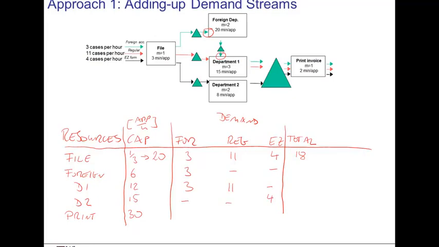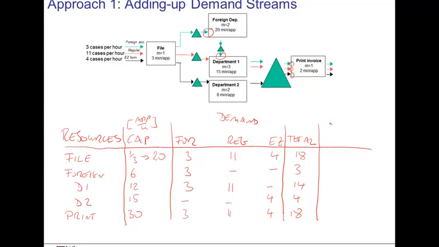Finally, everybody shows up at printing, and the total demand there is 3 plus 11 plus 4 equals 18. So you noticed here that a nice process flow diagram, ideally using different colors to illustrate the different flows, is going to be very helpful as you do these calculations.